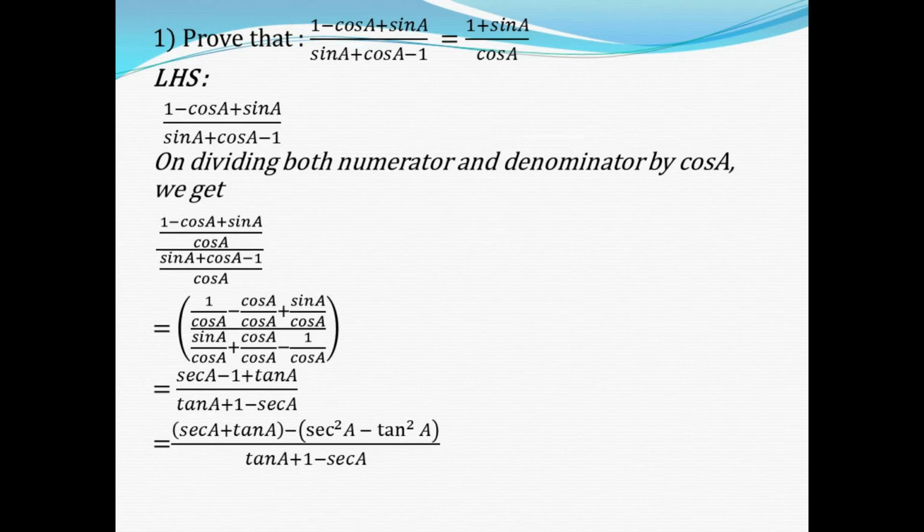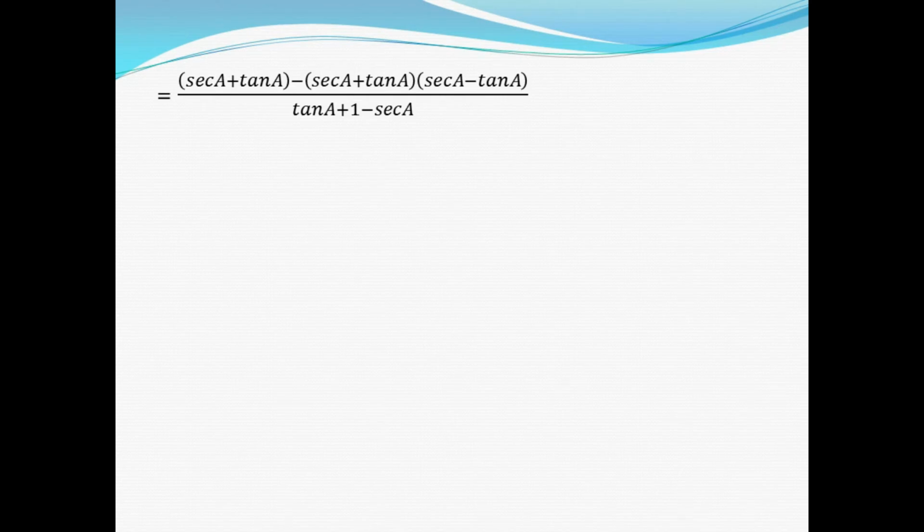Next, secant square A minus tan square A is of the form a square minus b square. Now we are going to apply the algebraic identity here. Secant square A minus tan square A. What is a square minus b square? It is (a plus b) into (a minus b). So secant square A minus tan square A should be written as (secant A plus tan A) into (secant A minus tan A).